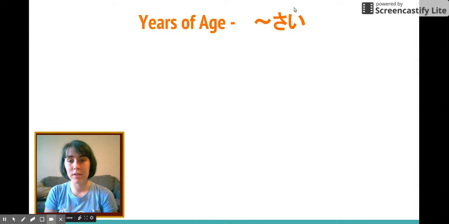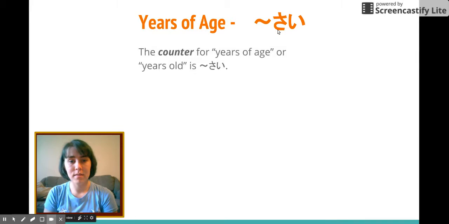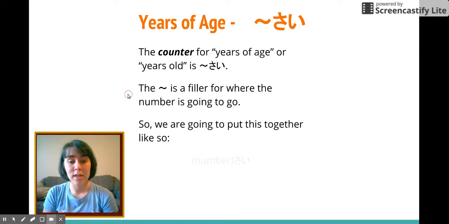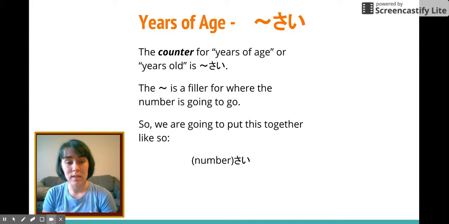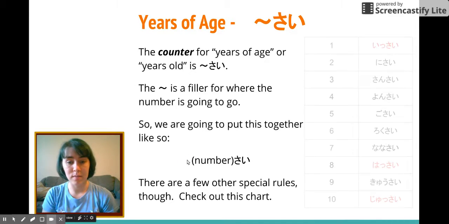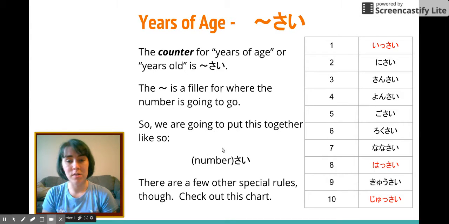Years of age, the counter is sai. The squiggly line is a filler for where the number is going to go, and that is pretty commonly used in all sorts of places as a fill-in-the-blank type of mark. So we put it together like number, then sai. Nothing in between them. Number, sai. There are a few exceptions, mostly based on how you say the number. Here is a chart. You can pause this and write it down if you want. I'm going to go through it.